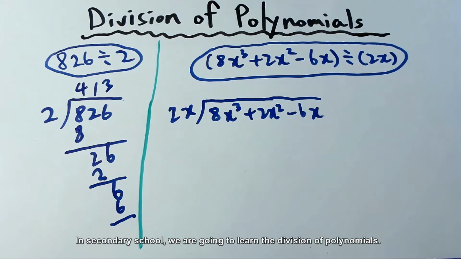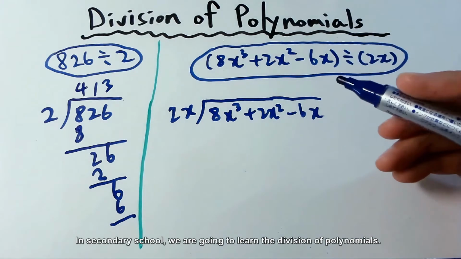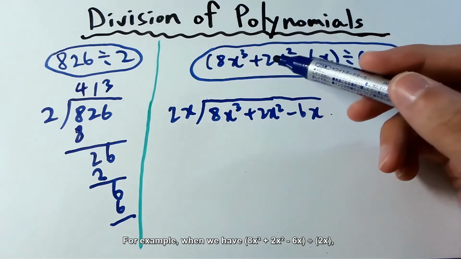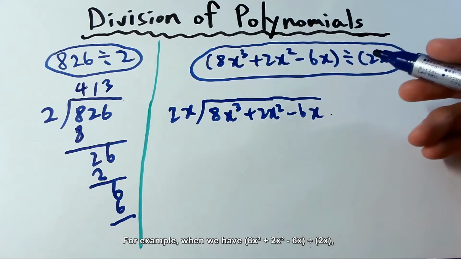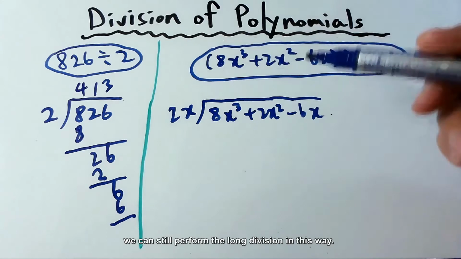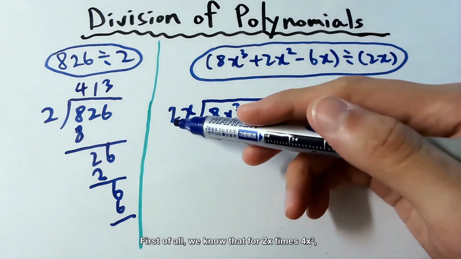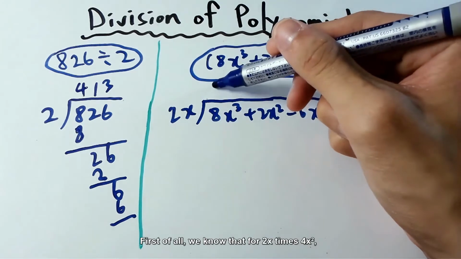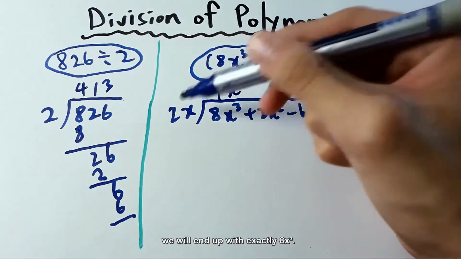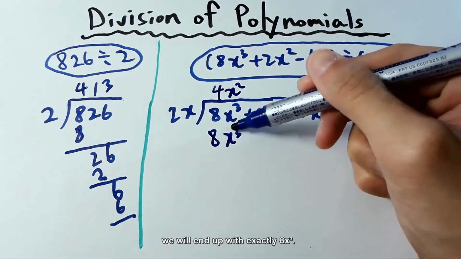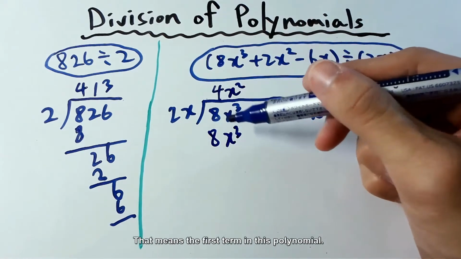In secondary school, we're going to learn the division of polynomials. For example, when we have 8x to the power 3 plus 2x squared minus 6x divided by 2x, we can still perform the long division in this way. First of all, we know that 2x times 4x squared gives exactly 8x to the power 3, the first term in this polynomial.